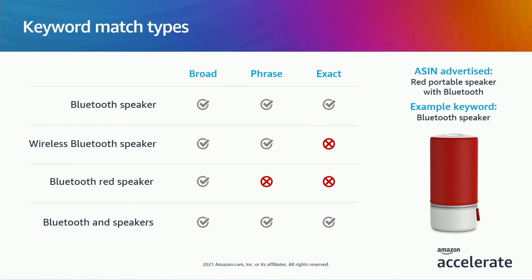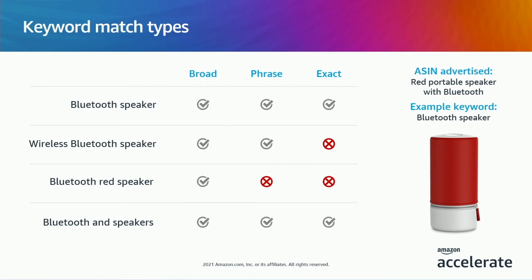So let's go ahead and go through a quick example of how this might work to help you better understand what keywords in what match types you should be adding into your campaigns. On screen, you can see that in this example, we are advertising a red portable Bluetooth speaker and the keyword that we've entered into our campaign is Bluetooth speaker. Let's look at what shopping queries this keyword would match with depending on what match type you have entered into your campaign. First, your ad would be eligible to display for the shopping query Bluetooth speaker for all three match types. There are no additional words, and it is exactly the same as your keyword.